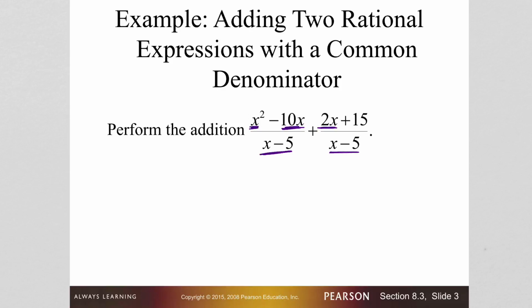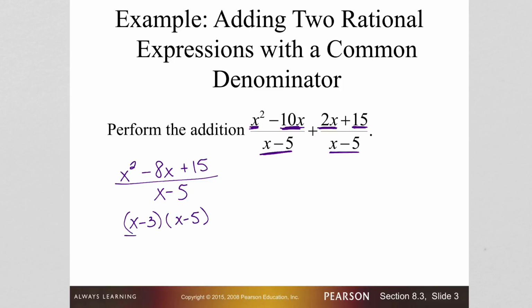This doesn't have anything to add with it, so you just write it down. Negative 10x and a positive 2x become a negative 8x. This doesn't have anything to add with it, so you just rewrite it over x minus 5. Now you might be thinking that you're done. Well, you're not. So you need to factor now the numerator, and the numerator factors to be x minus 3 and x minus 5 over x minus 5.